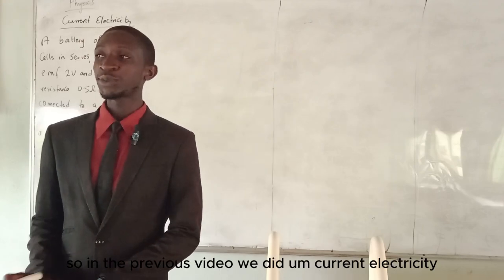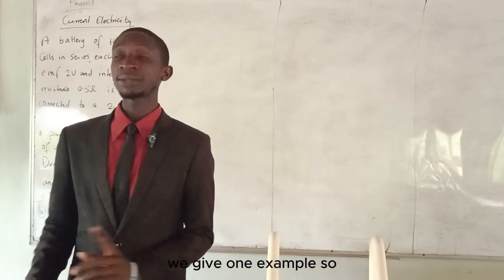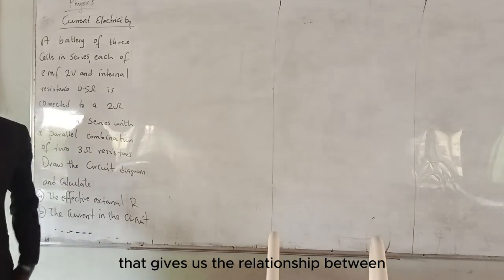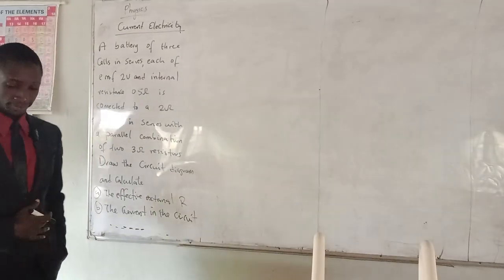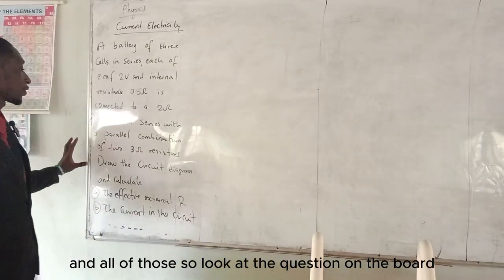So in the previous video, we did current electricity. We gave one example. So here we want to look at another example that gives us the relationship between resistors in series and parallel and all of those. So look at the question on the board.